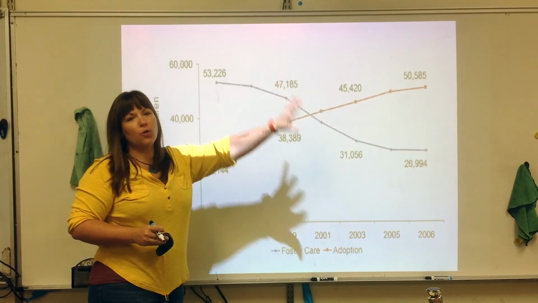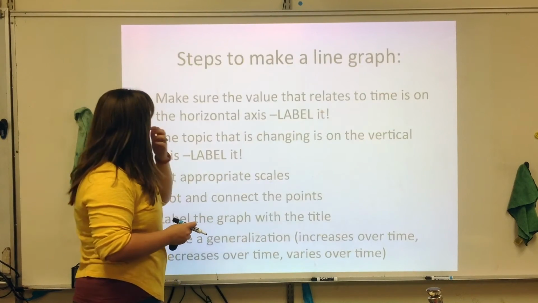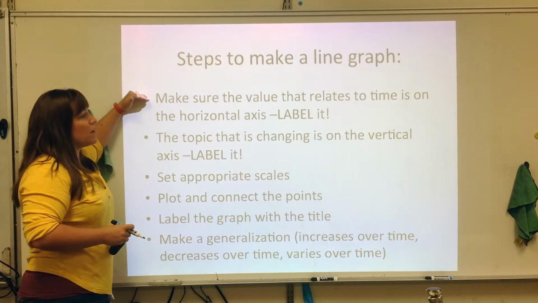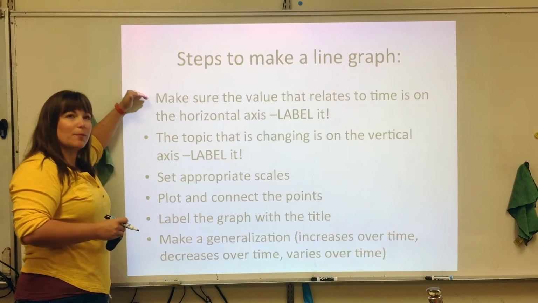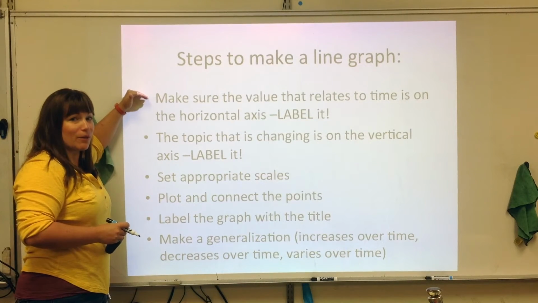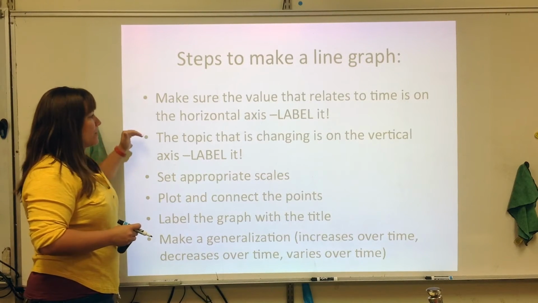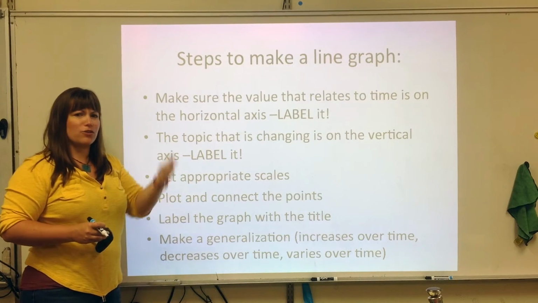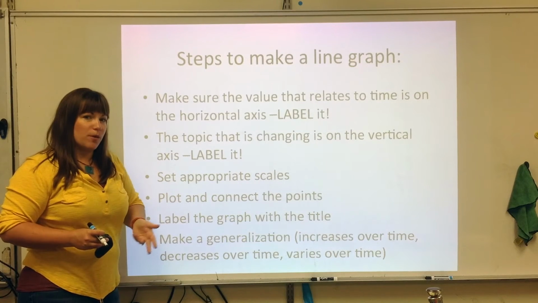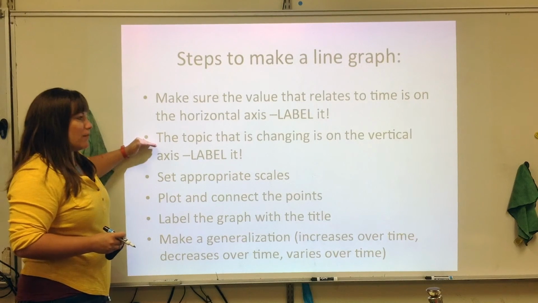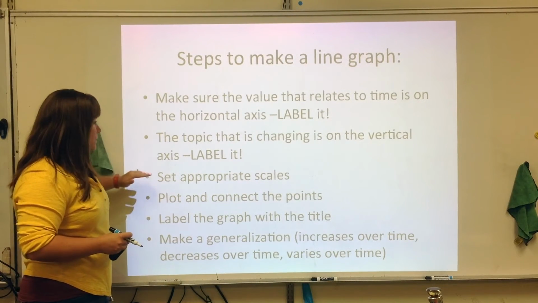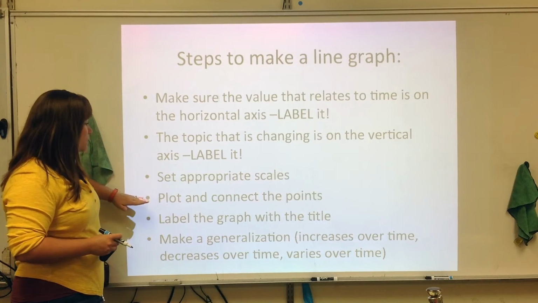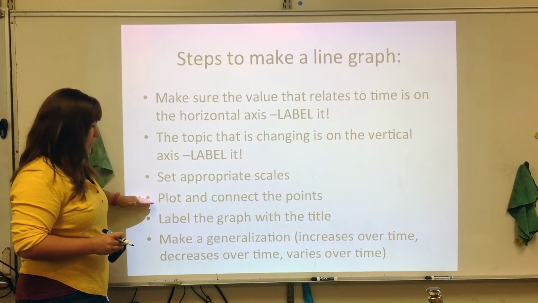We can predict what's going to happen in the future. So here again are the steps to make the line graph. Make sure you have the label, or the topic, that is related to time on the horizontal axis, and the topic that is changing, either sales or population, number of children being adopted, on the vertical y-axis. You will have to establish appropriate scales. We'll talk about that. And then it's just plotting and connecting the dots.